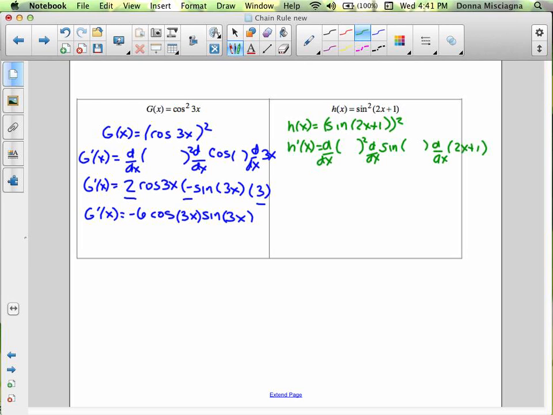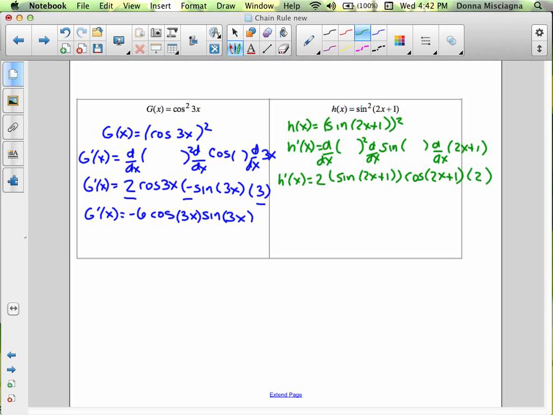All right, so h prime of x equals, the derivative of blob squared is 2 blob. What's the blob? I just wanted to make sure I didn't make an error. I was just glancing over at the other one because this one is much longer. No, I have cosine 3x. It's okay. In this one, the blob is sine of 2x plus 1, in parentheses, times the derivative of sine blob. The derivative of sine blob is cosine blob, and the blob is 2x plus 1. And the derivative of 2x plus 1 is 2.